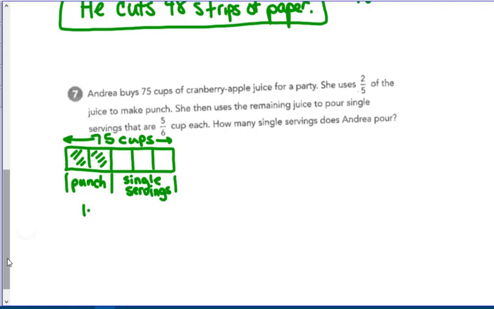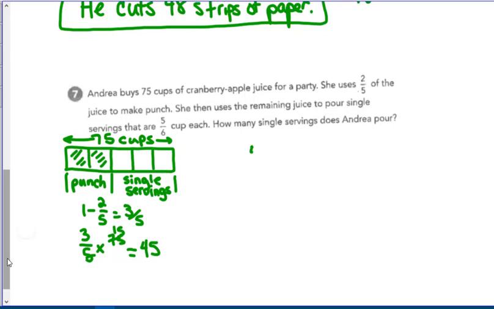So 1 take away that 2/5 gives me 3/5 to use for the single servings. But the 3/5 times 75, right? I have 3/5 times 75, and I know that 5 goes into 75 15 times. So there must be 45 cups remaining. So 3/5 of 75 are the single servings part of this. So there must have been 45 cups that remained. That's one way, the bar model way that I could do it.